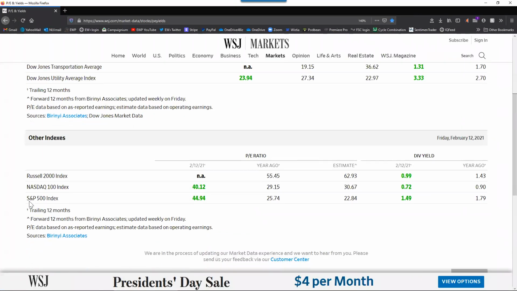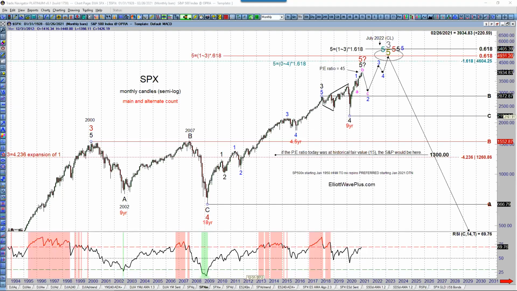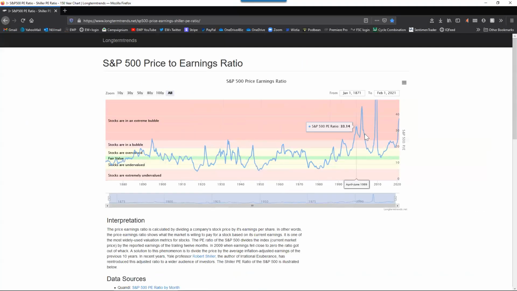But yeah, the P/E ratio of the S&P 500 index today, and this is based on actual reported earnings, not forward earnings, which is a big game that they constantly play. But no, this is basically on reported earnings. It is at 45. So how does that fit into historical P/E ratios? And here's the S&P price to earnings ratio going back over 100 years.